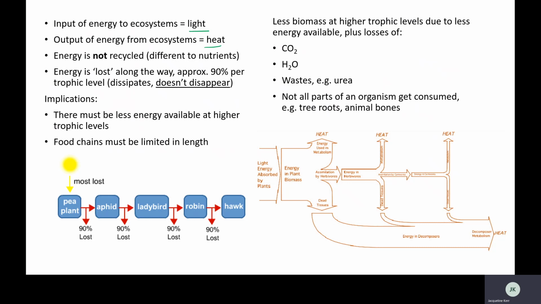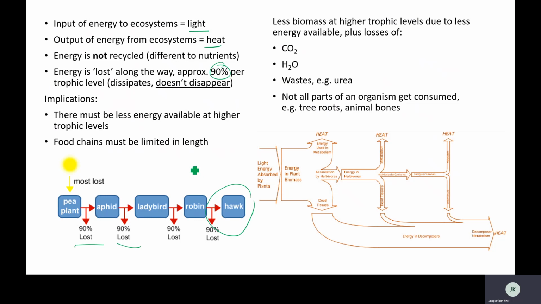Now, some implications of that: we can't magically make energy appear, and we're losing lots all the way, approximately 90% with each trophic level, so with each step in a food chain, there's a limit. We can't just have food chains going on forever, because you'd need an enormous number of producers to support one or two top carnivores here, big predators. So there is a limitation to the length of food chains, and it also means that the energy available at these top trophic levels is much, much, much less than at the bottom.